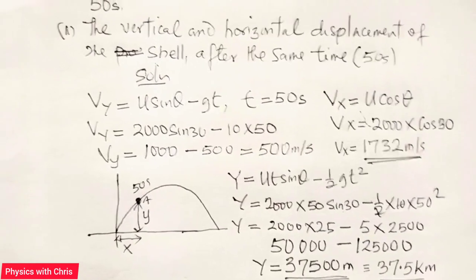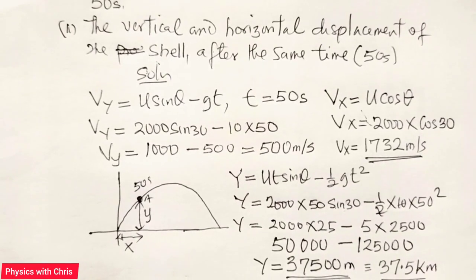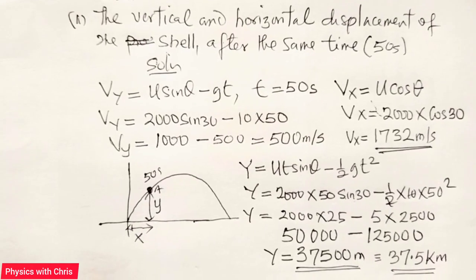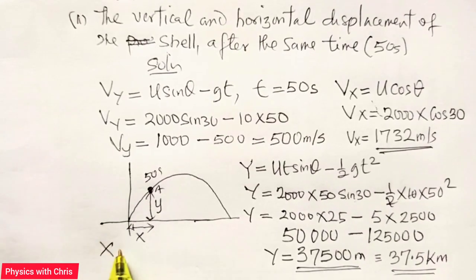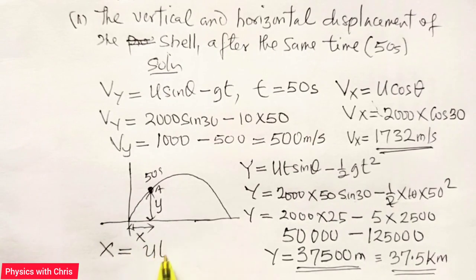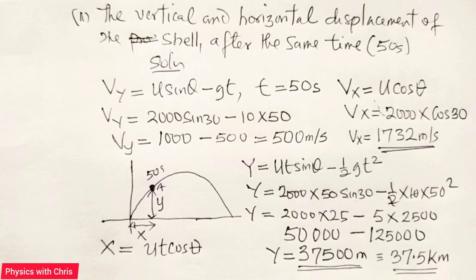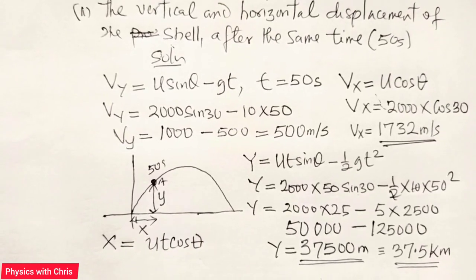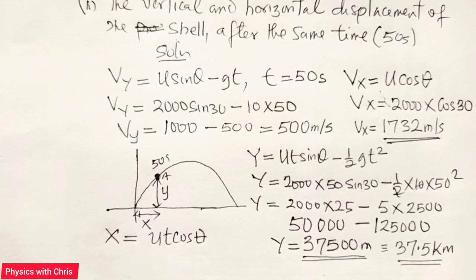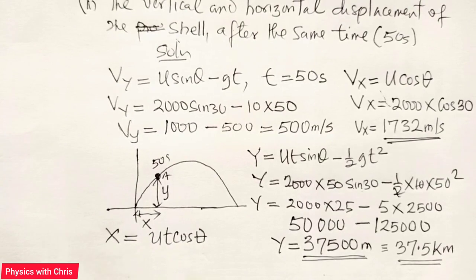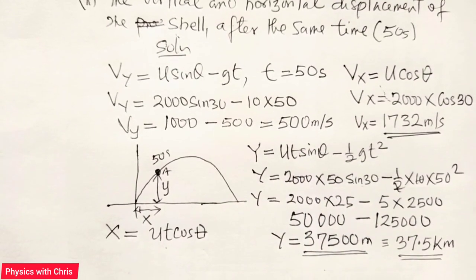Then the last question says we are to calculate the horizontal displacement. That is x. Let me solve it here. That will give me ut cos theta. We derived this equation in the second video of this topic, so if you want to know more, I'll refer you to the second video of this topic where I showed how to derive equations for the horizontal displacement and for the vertical displacement of the projectile.